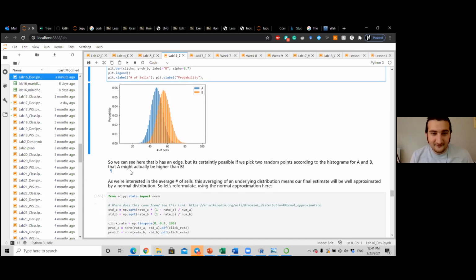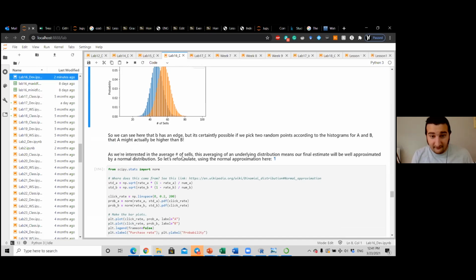Okay. So we can see here that B has an edge, but it's certainly possible if we pick two random points according to the histograms for A and B, that A might actually be higher than B. Okay? So especially in this area where we are having the overlap, there are points where A is higher than B.